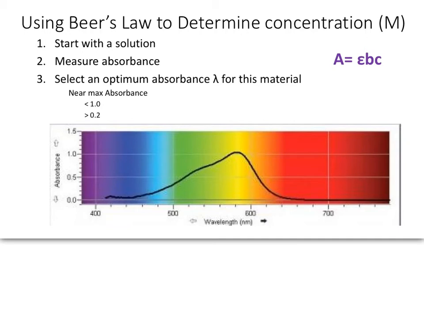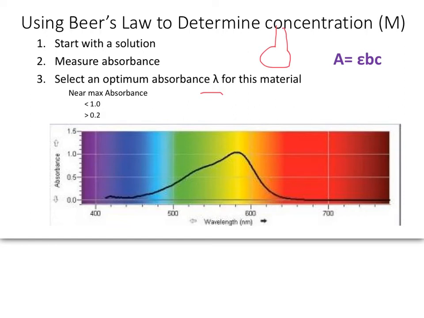I select an optimum absorbance wavelength for this material. Now, in general, you want something that's got high absorbance. So you want to pick a wavelength that has high absorbance, because you're eventually going to take this solution that you have made up and dilute it. And you want to make sure that when you dilute it, it's got enough color left that you can actually see some interaction with the light.